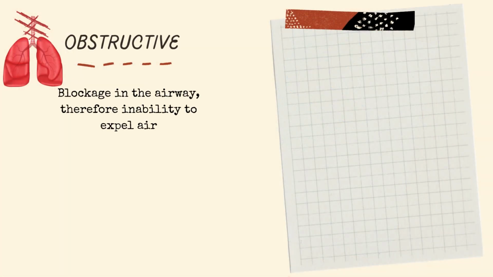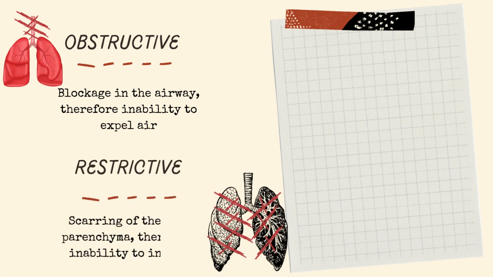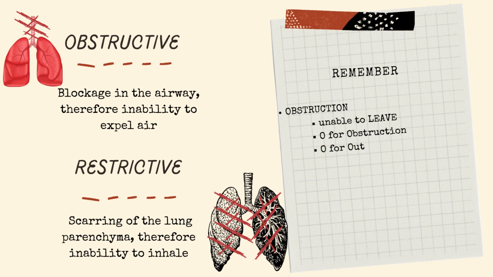So to summarize, remember, obstructive picture, you've got a blockage in the airway, therefore an inability to actually expel the air, whereas a restrictive picture, you've got compromise of the lung parenchyma and therefore the lung compliance, whether that's due to scarring or other reason, and therefore you have an inability to actually inhale and fully expand the lungs. So obstruction, air is unable to leave. O for obstruction, O for out. With restriction, there is an inability to enter in the first place.